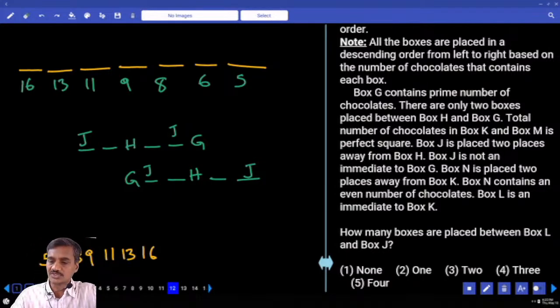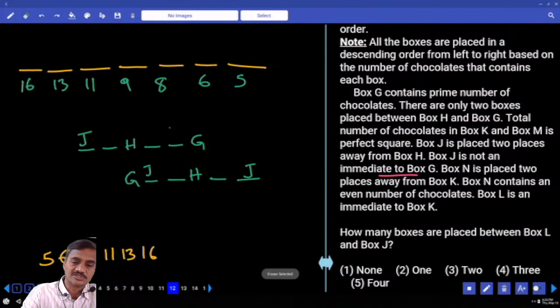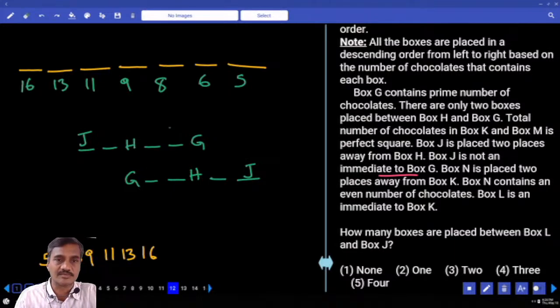And J is not immediate to G. J and G are not adjacent to each other. Now in this case, J and G are adjacent, so this case is ruled out. Are you getting this point or not? Here again J and G are not adjacent. This is the order we have.